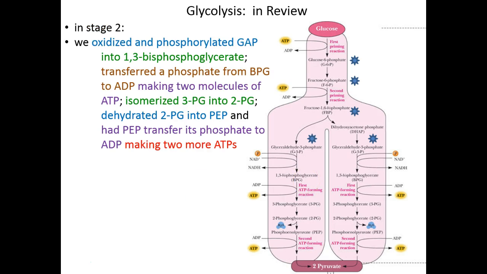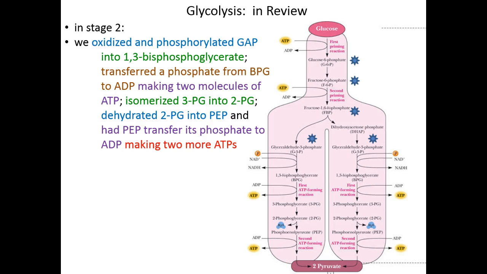Then we take one of those two phosphates from 1,3-BPG. Remember, this is a molecule with a high phosphate transfer potential. And we use it to phosphorylate ADP into ATP. We make two there because everything we've done in parallel, so we just broke even from an ATP perspective. But when 1,3-BPG loses its phosphate, it becomes 3-phosphoglycerate, or 3PG.